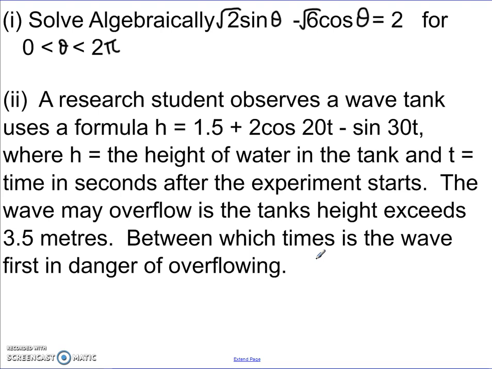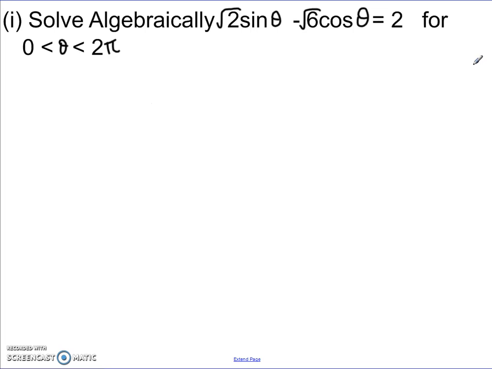The first one was a basic solve algebraically this trig equation, for which we need to use our waveform. The second one was a bit more elaborate, looking at more of a scenario based question. So the kind of thing we want to build our way up to being able to solve. So let's have a look at these two. The first one: solve algebraically root 2 sine theta minus root 6 cos theta equals 2, for theta being somewhere between 0 and 2 pi. So again, working in radians, just like our last example was.